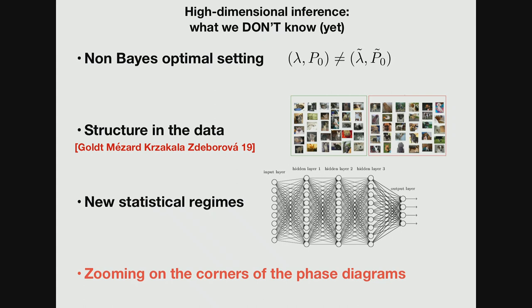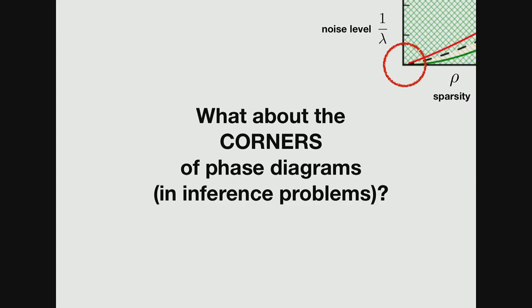A last point, which is what I will discuss today, is what I call zooming on the corners of phase diagrams. So what do I mean by that? So in statistical physics, so in this kind of approaches, usually the parameters in the problem are fixed. So fixed with respect to what? With respect to the size of the system, n, the number of spins in physics, the number of components in the signal that you want to infer in inference, and so on and so forth.